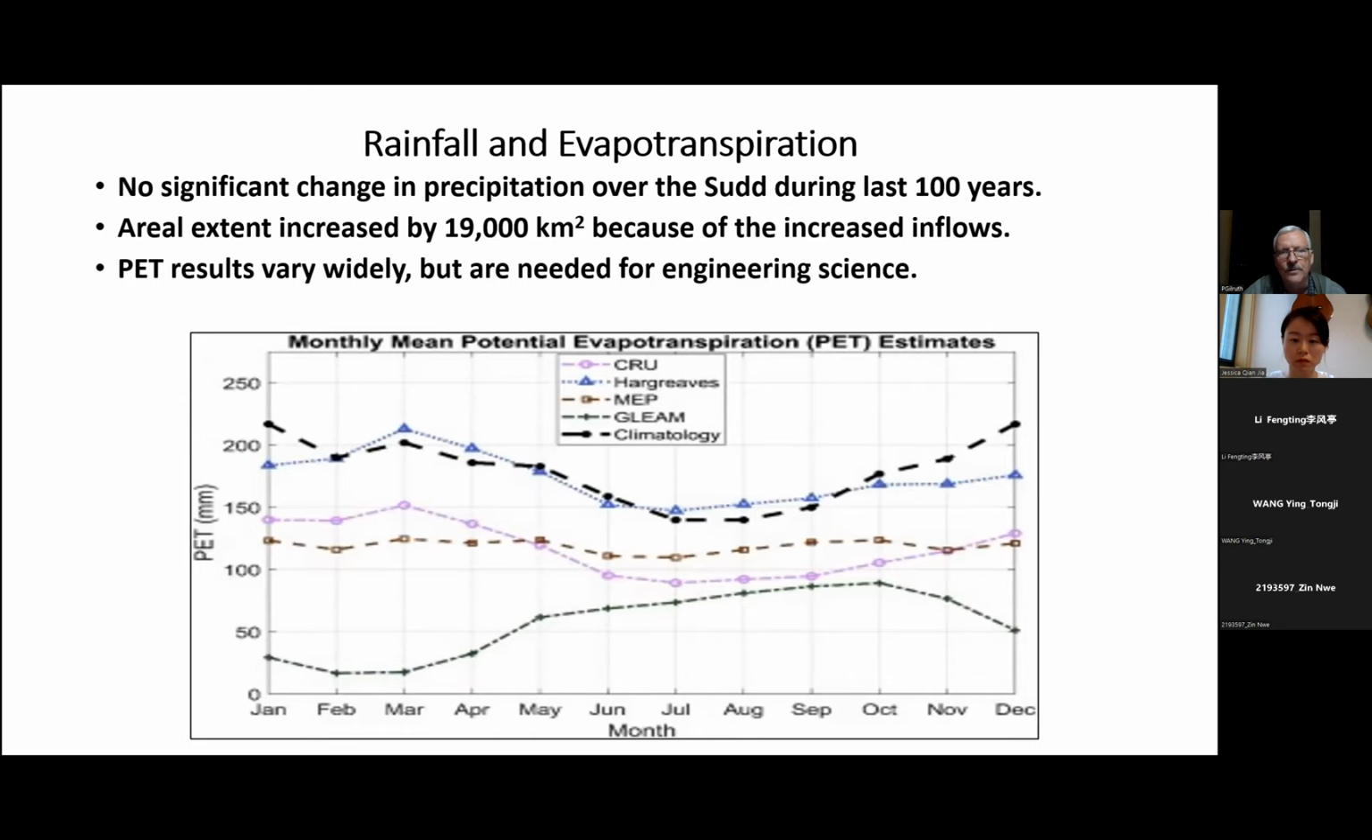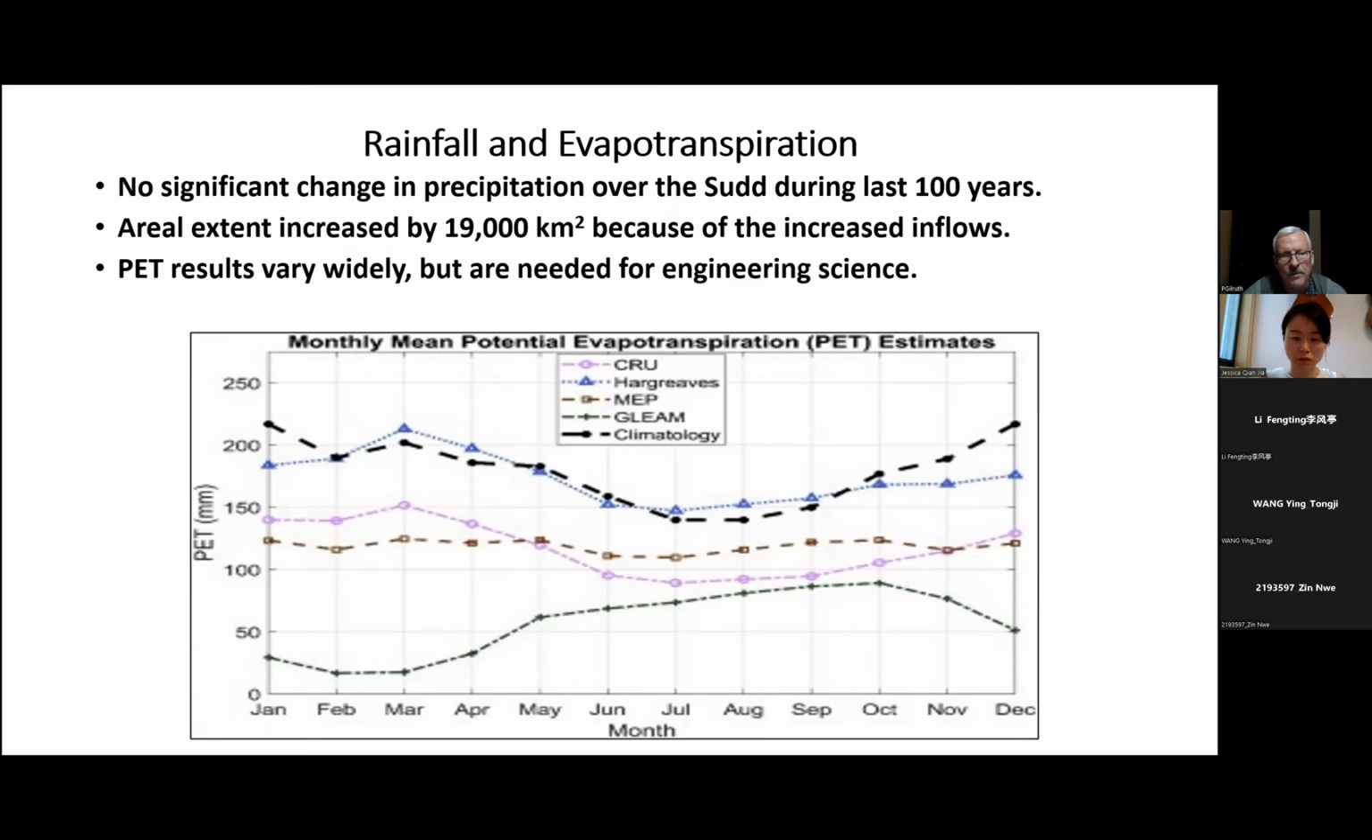This is important, and I'll come back to this in regards to the Intergovernmental Panel on Climate Change predictions for what is going on in the area. But anyway, the area has increased, but there is no significant change in precipitation over the immediate environment of the Sudd. The graph below shows potential evapotranspiration throughout the year, and you can see that the highest potential evapotranspiration is in February, March, April, where the lowest levels are in June, July, August, into September, basically right now. That is the rainy season, and it's what you might expect.